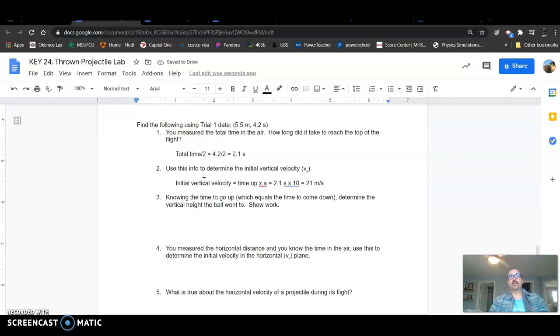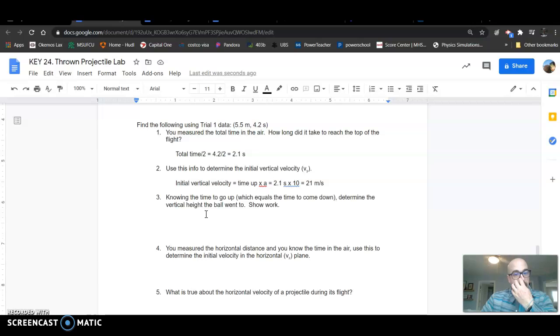I said, if I throw a ball up at 20 meters per second, how long does it take to reach the top? Well, it takes 2 seconds. We're just thinking the same way, but with different quantities. So now I'm saying, okay, it took 2.1 seconds. How fast must it have been going? So to find that, you just multiply by 10.